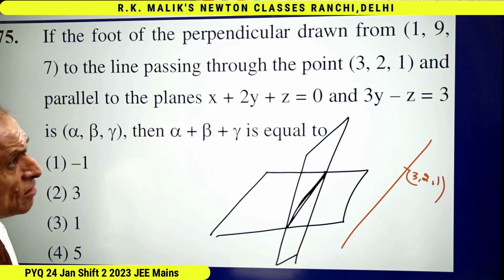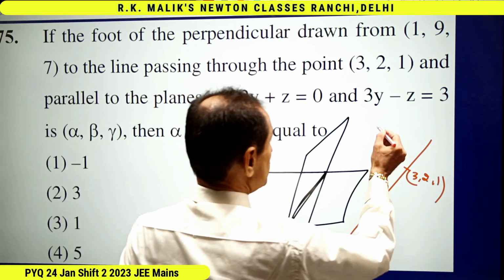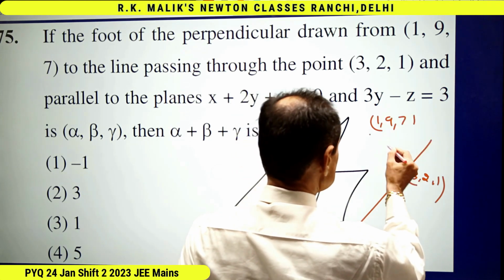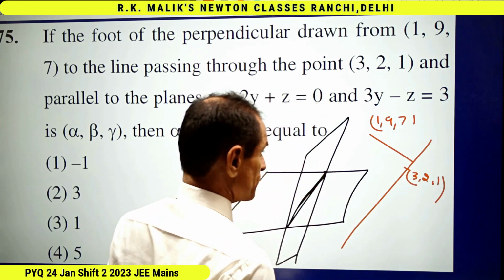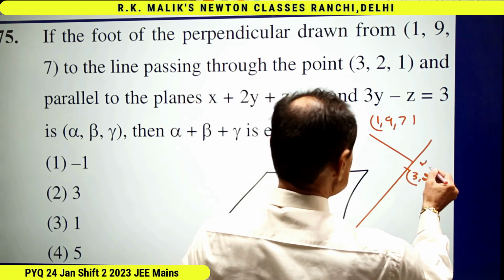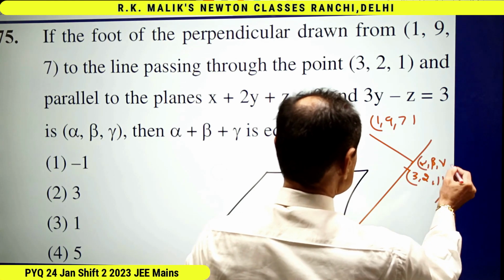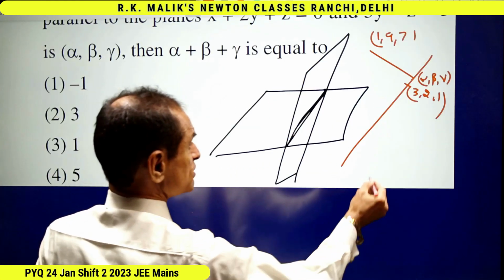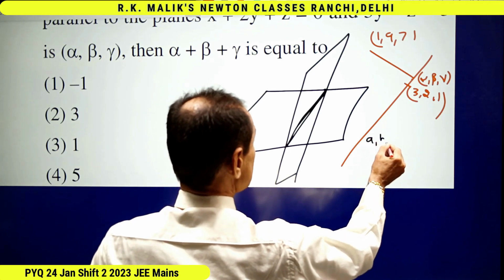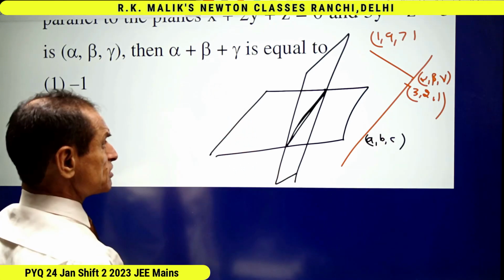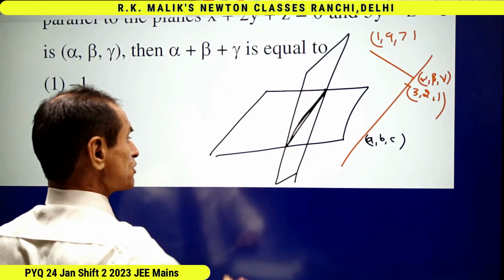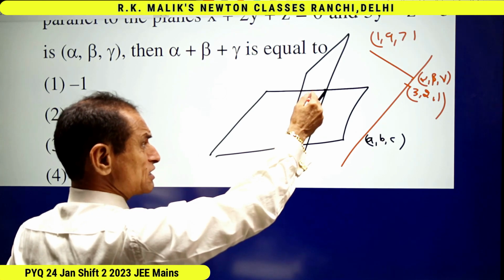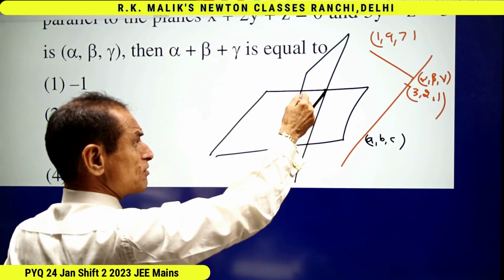Then he is saying we draw a perpendicular from the point (1, 9, 7) to this line, and this foot of perpendicular is (alpha, beta, gamma). You have to find the value of alpha plus beta plus gamma. It's clear that if the direction ratios of this line are a, b, c, then the direction ratios of this line will also be a, b, c.